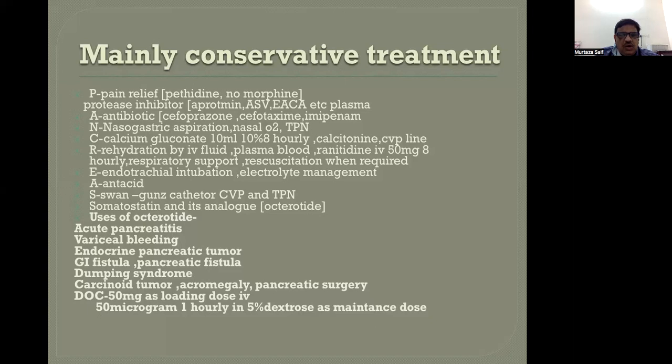Somatostatin and its analog, octreotide. Uses of octreotide: acute pancreatitis, variceal bleeding, endocrine pancreatic tumor, GI fistula, pancreatic fistula, dumping syndrome, carcinoid tumor, acromegaly, pancreatic surgery. Dose: 50 microgram IV is a loading dose, then 50 microgram hourly as a maintenance dose.